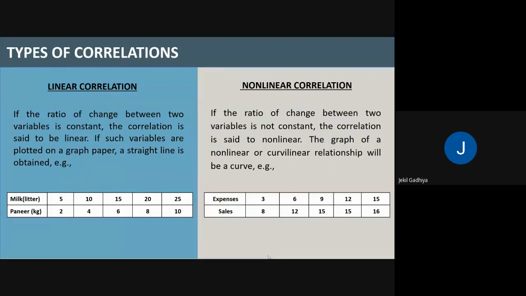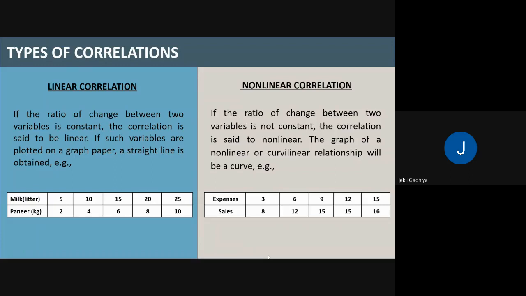First data, expenses is 3 and sales is 8. Right. So the ratio will be 3 over 8. Then after, 3 over, sorry, 1 over 2. Then after 3 over 5. So in each and every data, the ratio changes. That's why it is non-linear.